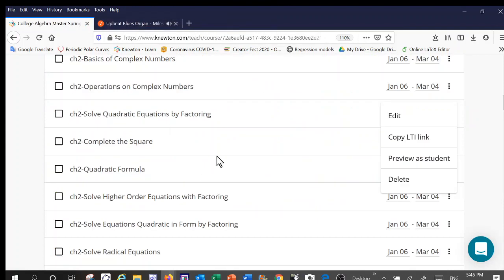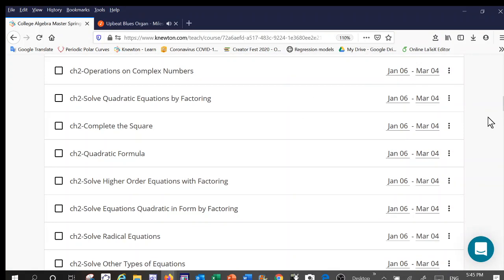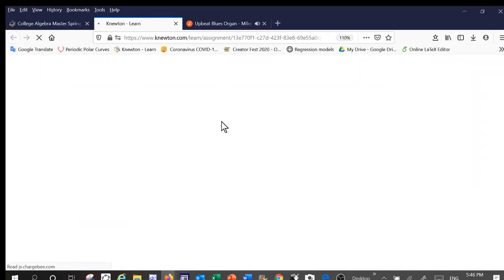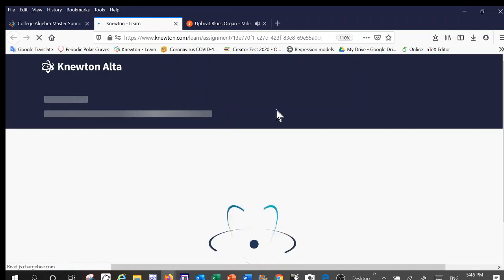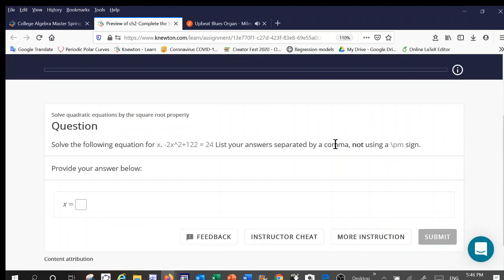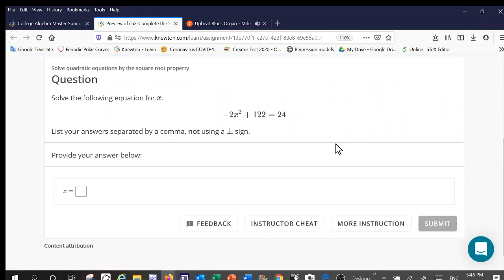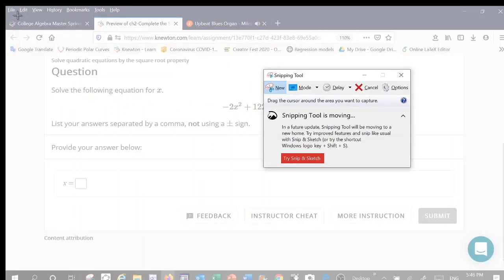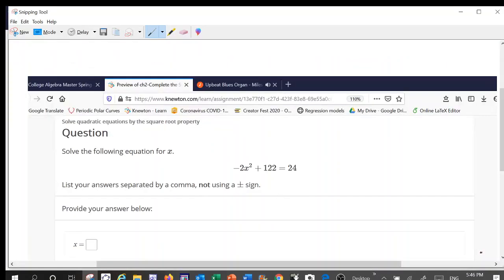Let me move on. Completing the square, let's talk about that quickly. So solve the following equation for x. Now here, what is completing the square? Let's talk about that for a second, and then we continue.